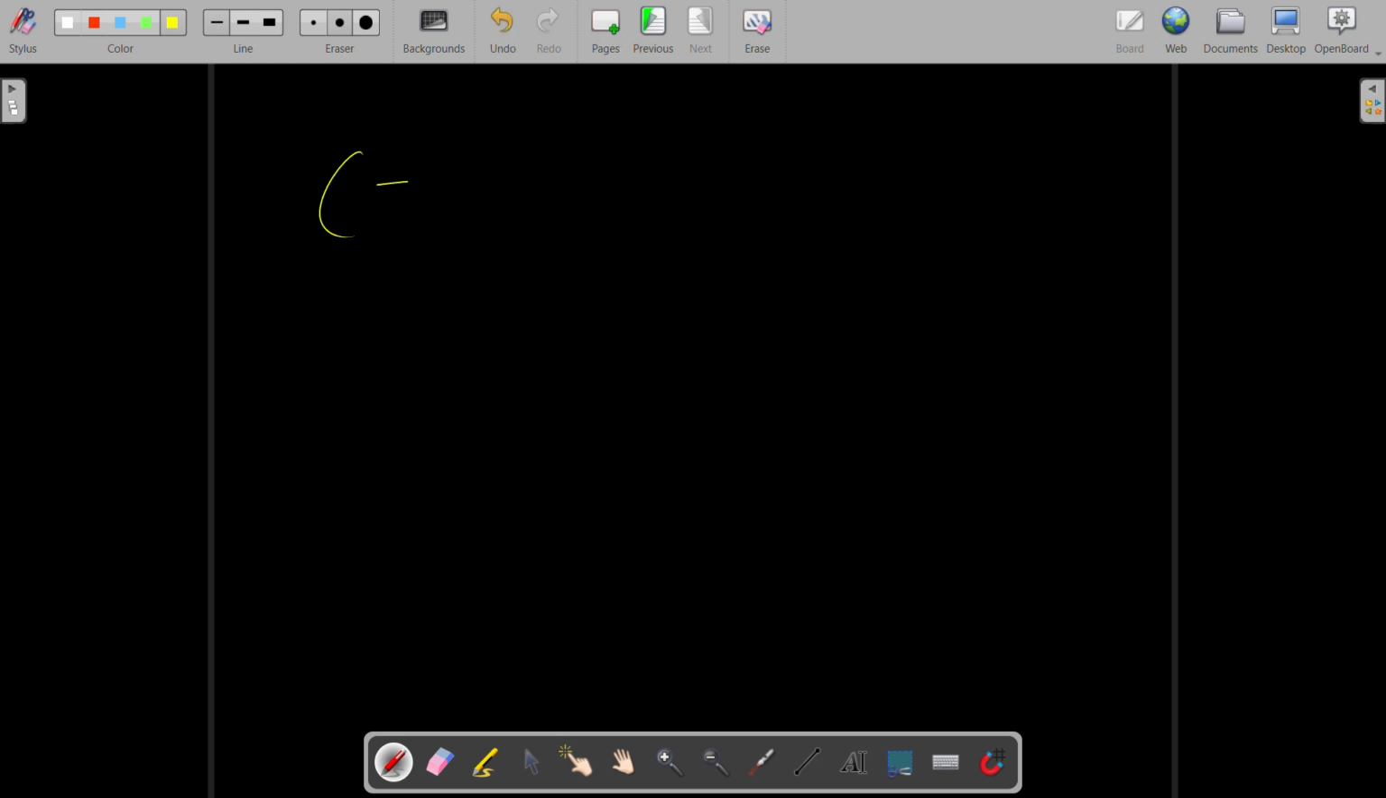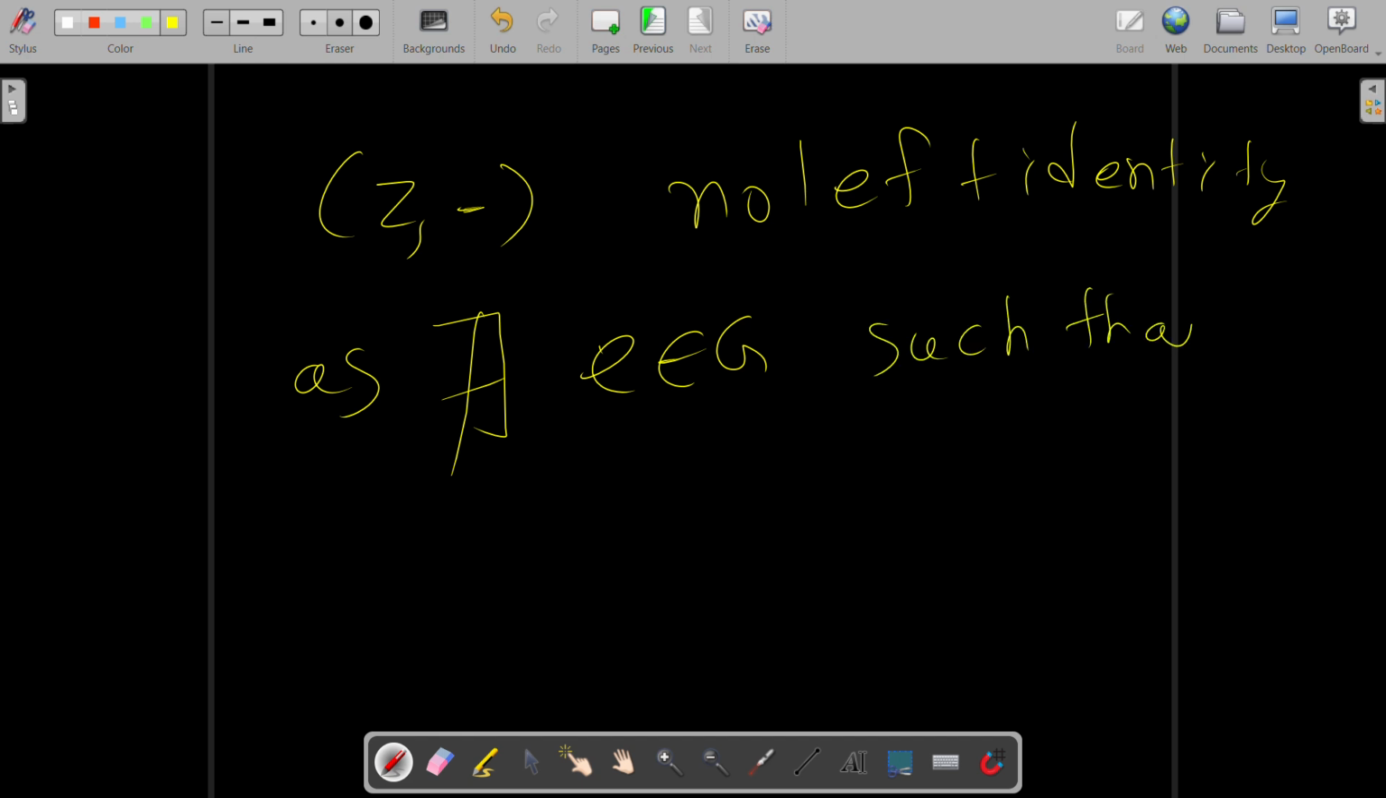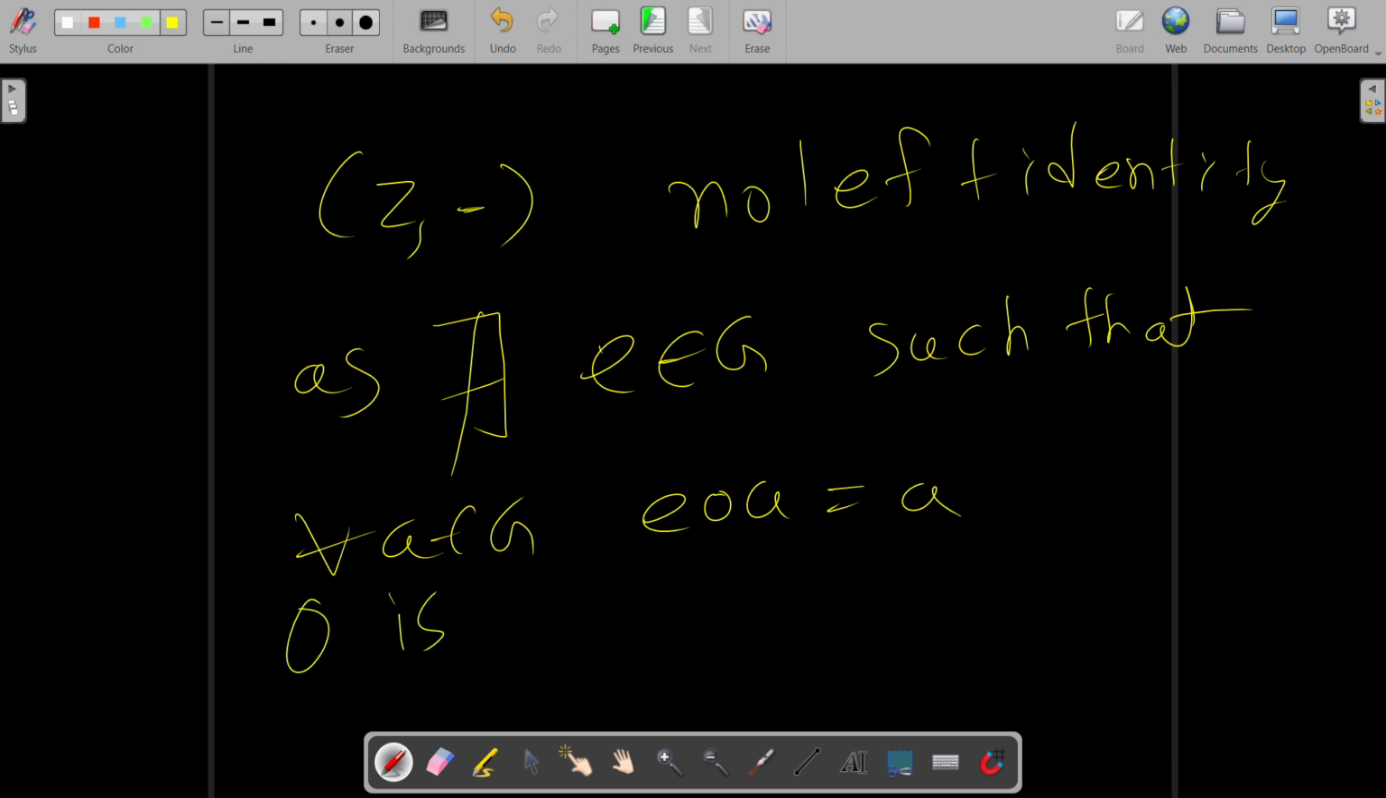But in Z under the operation of subtraction, there is no left identity, as there doesn't exist an E belonging to G such that for all A belonging to G, E not A is equal to A. So Z doesn't have an element which will become its left identity, but 0 is its right identity.